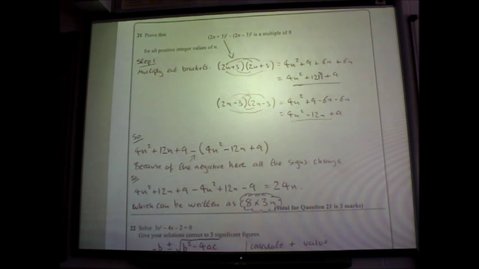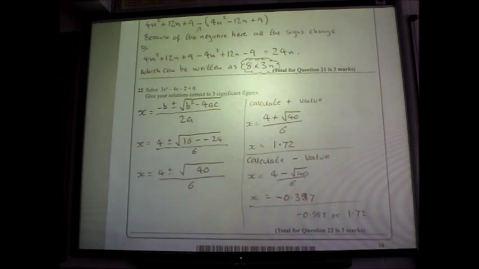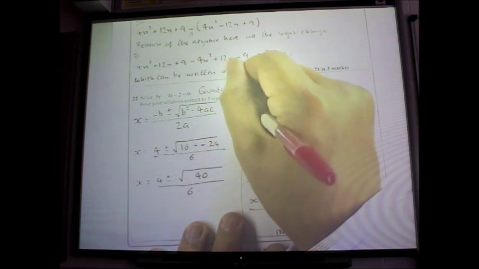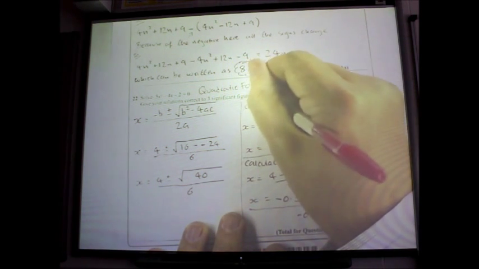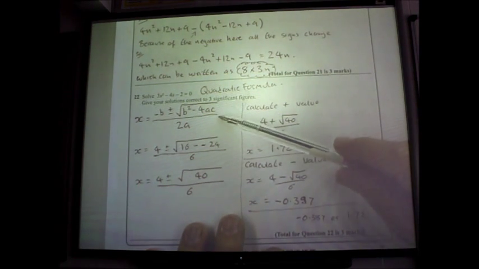There you go. Question 22. It's the quadratic formula. This is on the front page of your exam paper, so I'll just write that at the top. Quadratic formula. You don't have to learn it, it's on the front page. You need to learn how to use it though.